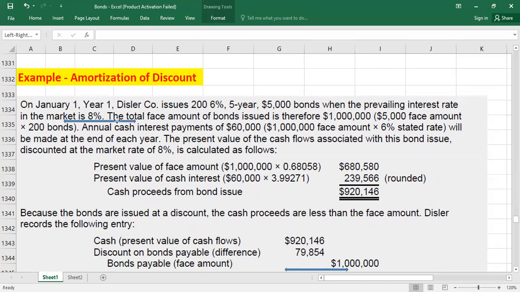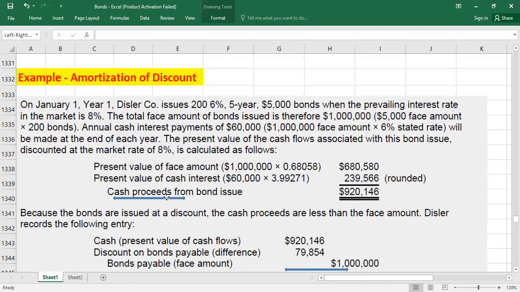Okay, so how will you calculate the amount of premium or discount? For that, you need to calculate the present value of the face amount plus the present value of cash interest. Once you make the summation of these two present values, which is equal to the cash proceeds, you will compare it with the face value of the bonds. If the present value is greater than the face value, it is the amount of premium. If the present value is smaller than the face value, it is the amount of discount.